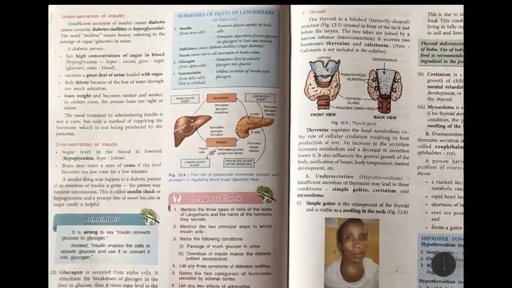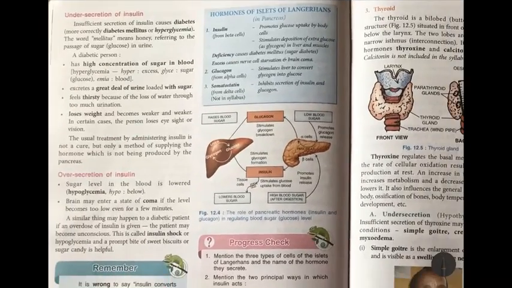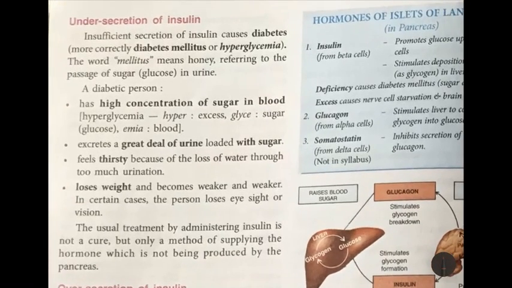Okay, so if there is under secretion, less secretion of insulin, hyposecretion, what does it cause? It causes a disease which is known as diabetes. You must have heard about it. More correctly, it is known as diabetes mellitus or hyperglycemia. Hyper means more, glycemia means sugar. Mellitus actually means honey, referring to the passage of sugar or glucose in urine, because the sugar will not be utilized properly in the body.